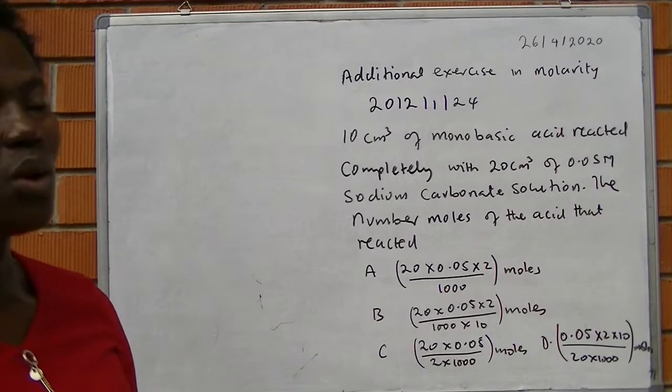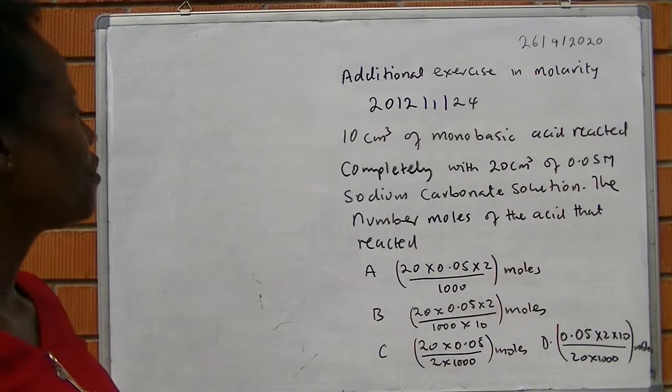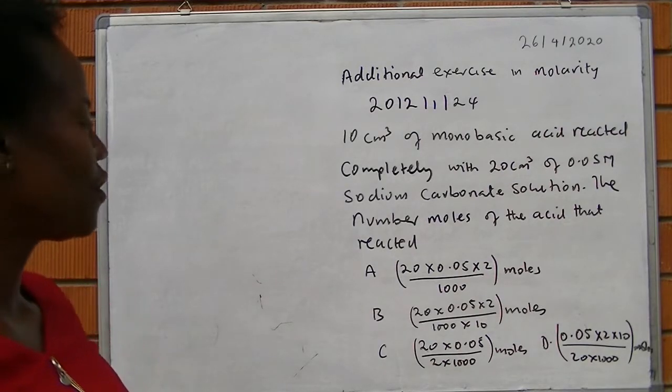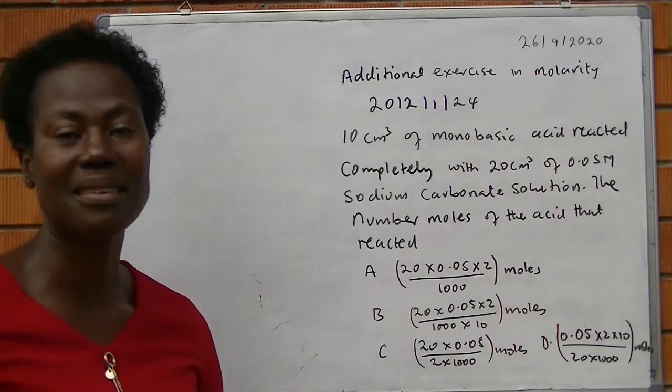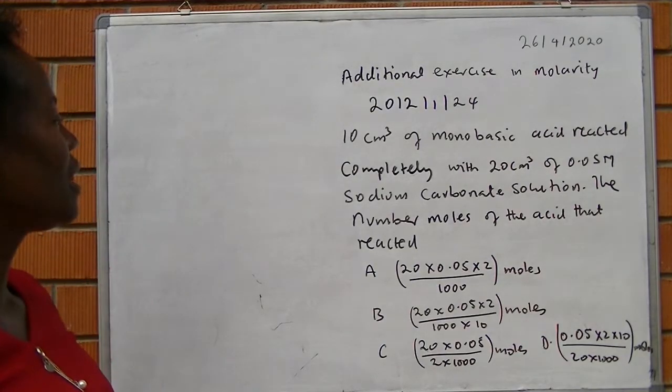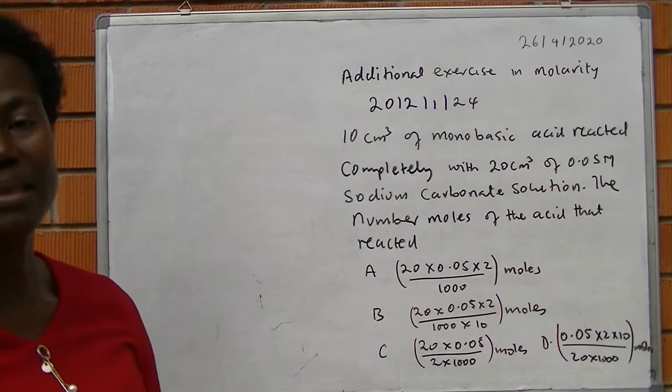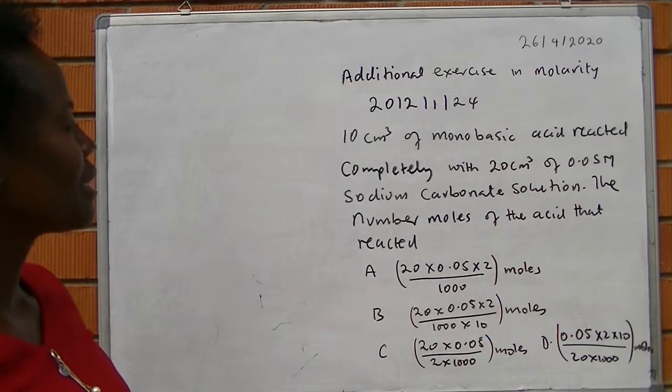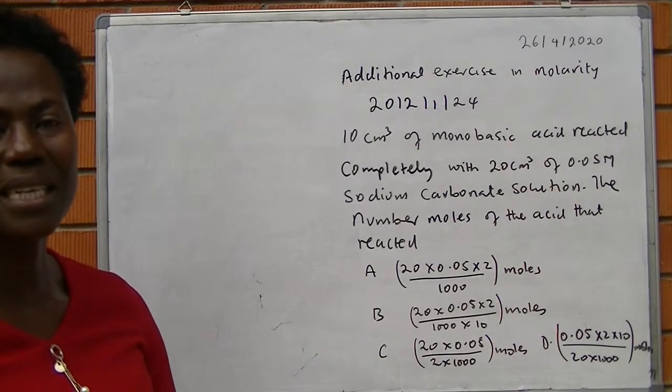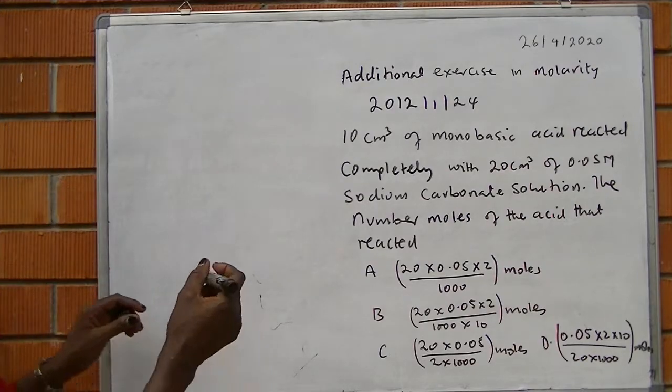Another activity is obtained from 2012, paper 1, number 24. Now this time they are not asking us molarity, though we are given the volume of the monobasic acid. We are told monobasic acid, so there are different acids.